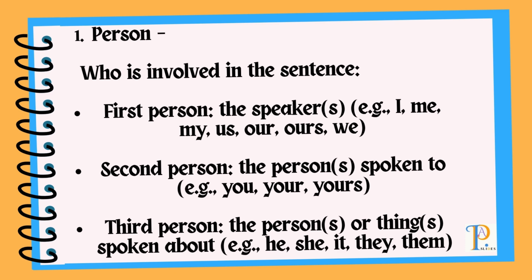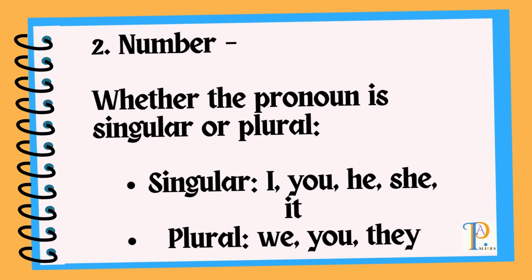Now, how this works is very easy. First person is this person talking. Second person is the person he is talking to, and the third person is the person they are talking about. That's it. Now let's see the next factor that can make a pronoun change.